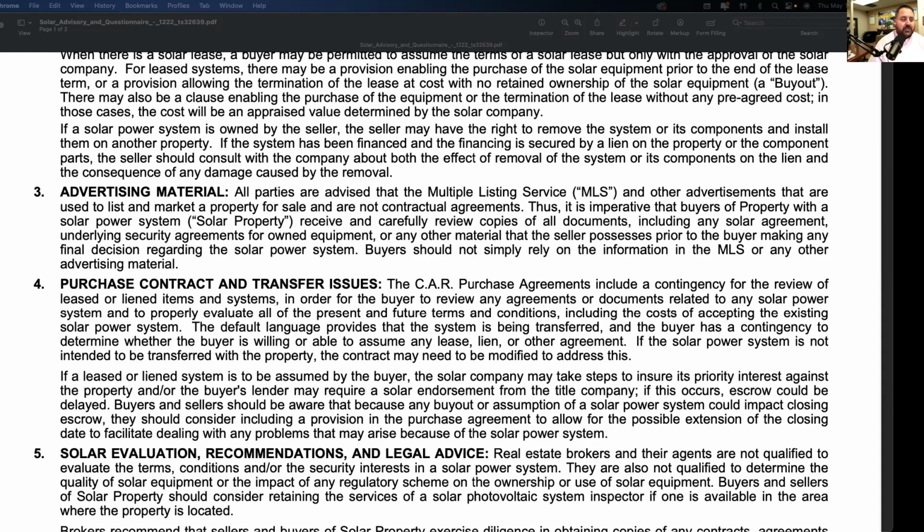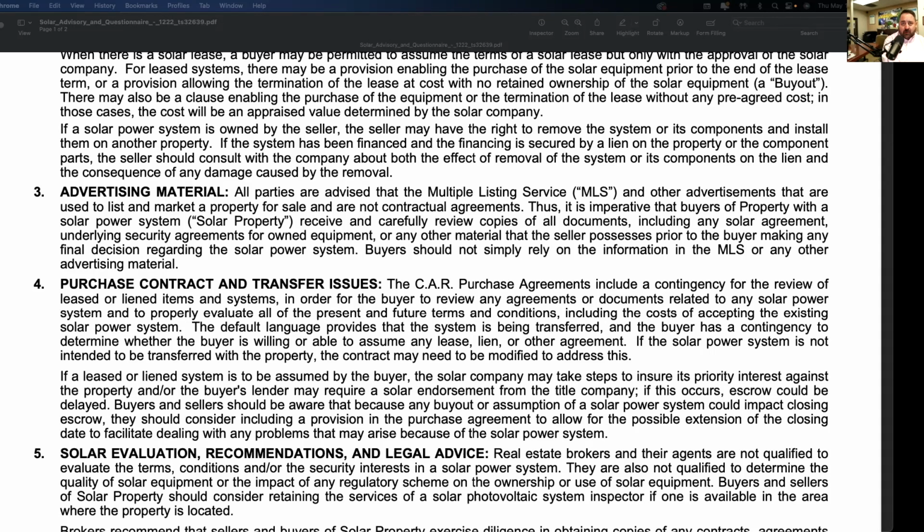If the solar power system is not intended to be transferred to the property, the contract may need to be modified to address this. Again, just like anything else that's a fixture, because technically this is a fixture at this point, if I don't, as listing agent or seller, reference in a counteroffer or purchase agreement that these solar panels are not remaining with the property, then by default, it's saying that they are remaining with the property, and then the contingency kicks in for the buyer, if necessary, to be able to assume a lease or a lien.